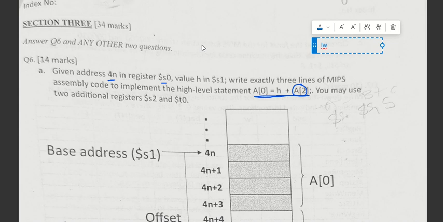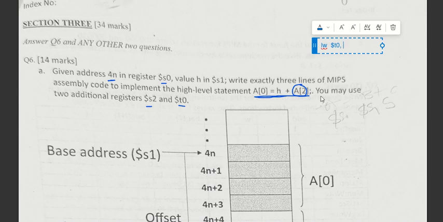Accessing it means that we have to put it in a variable. The only extra variables we are allowed to use are either $S2 or $T0, according to the question. So we'll use those variables. We can say load word into, let's put it in $T0. So load word into $T0. Then you see that we are loading this one, but it is at location 2.